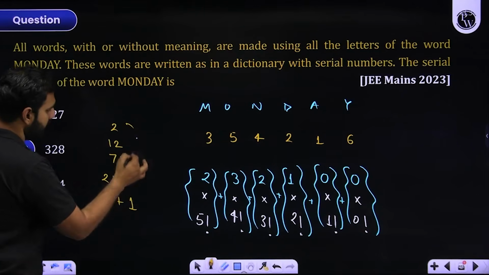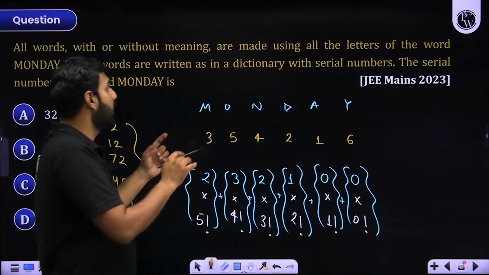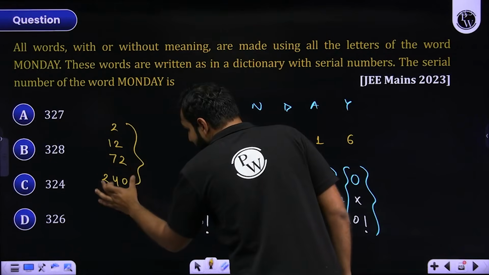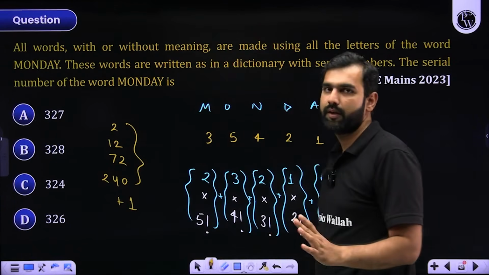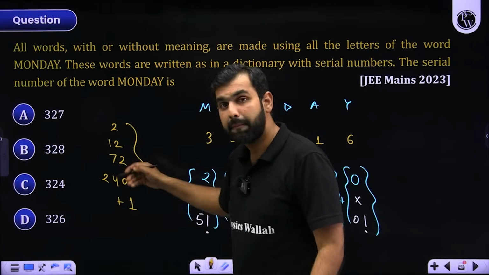What does it mean? Before this one, these many words will appear. So Monday will have these many words before Monday, plus 1 rank, because Monday's index will be plus 1. So these many words will appear before Monday, plus 1 will be your answer.